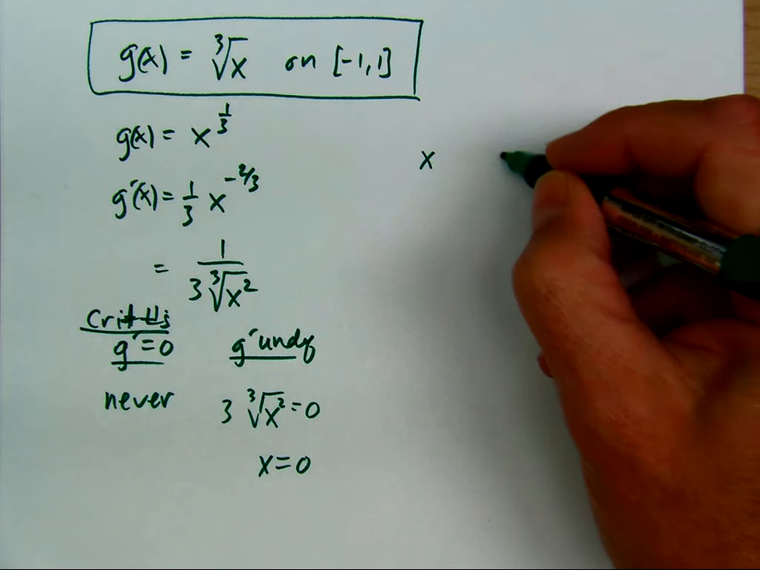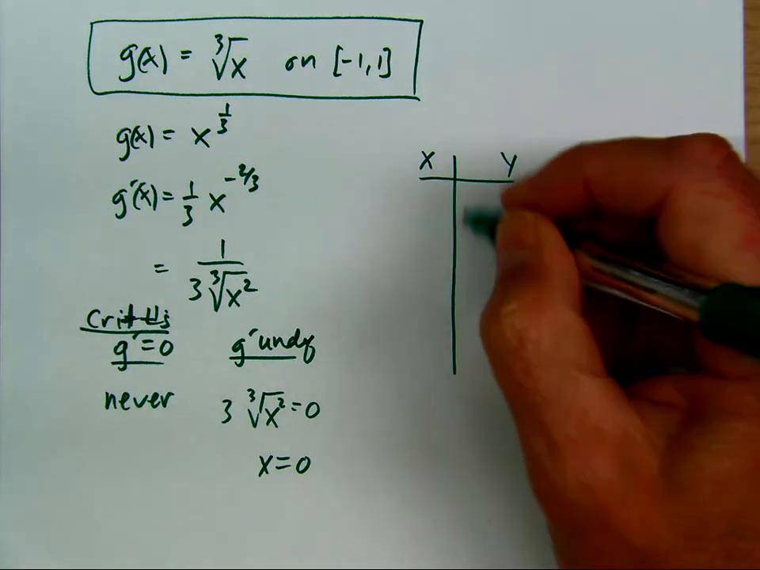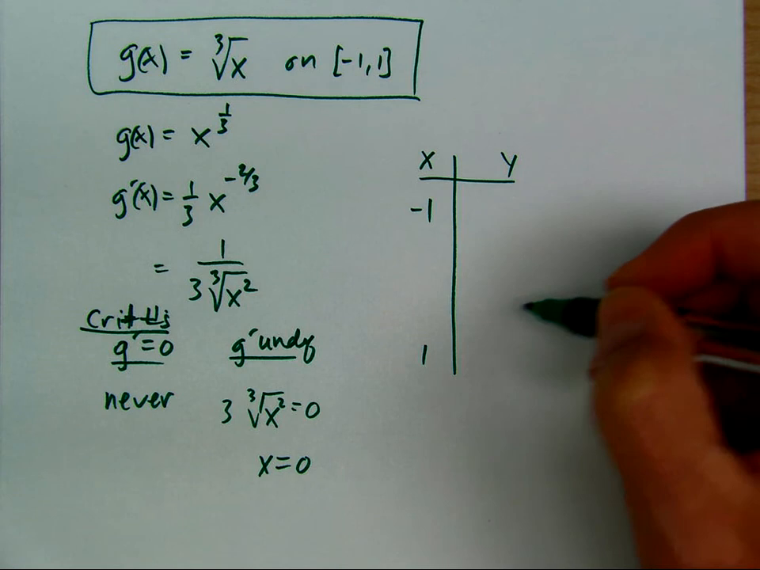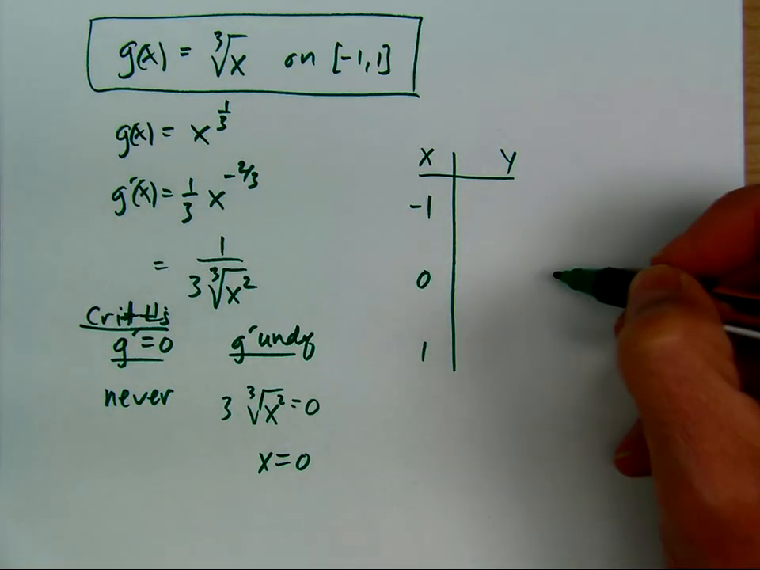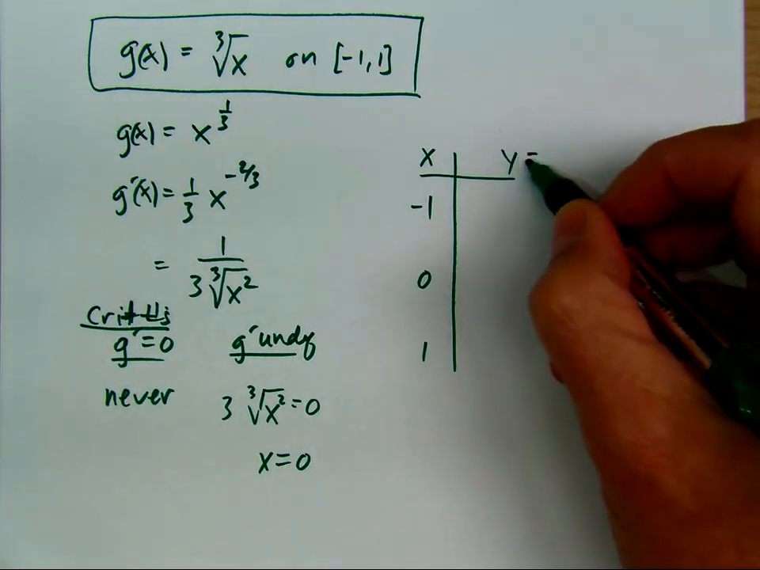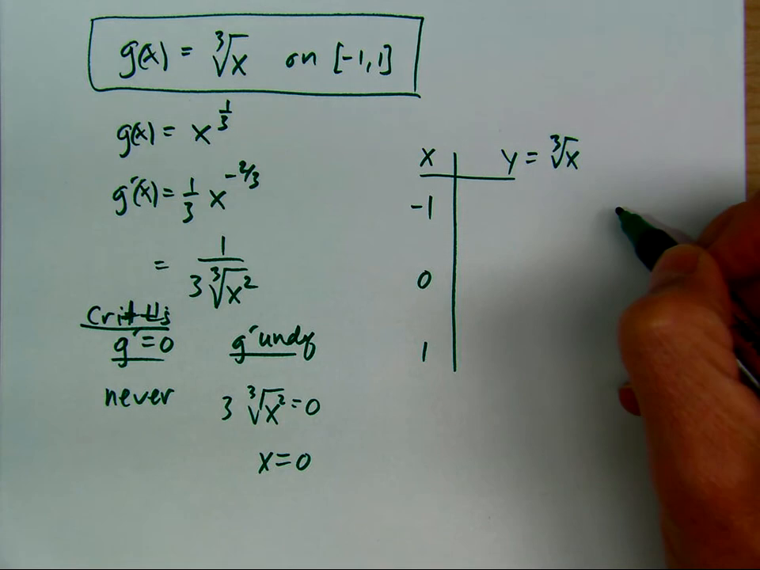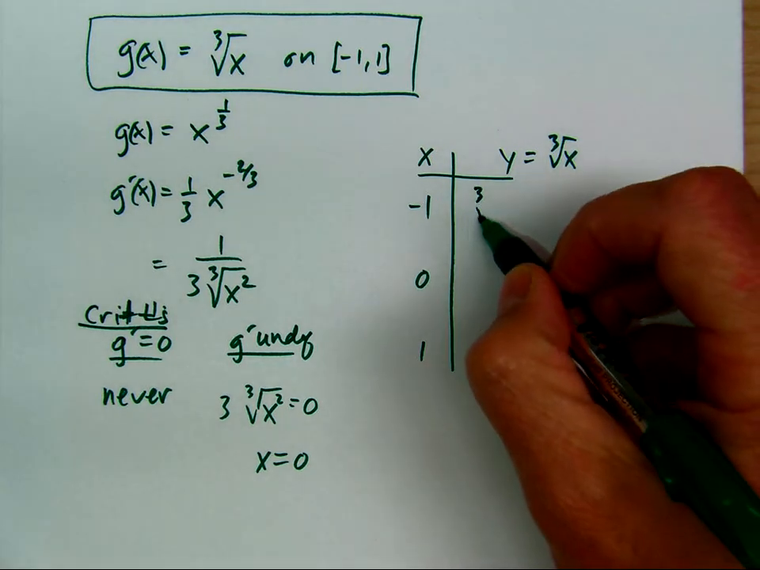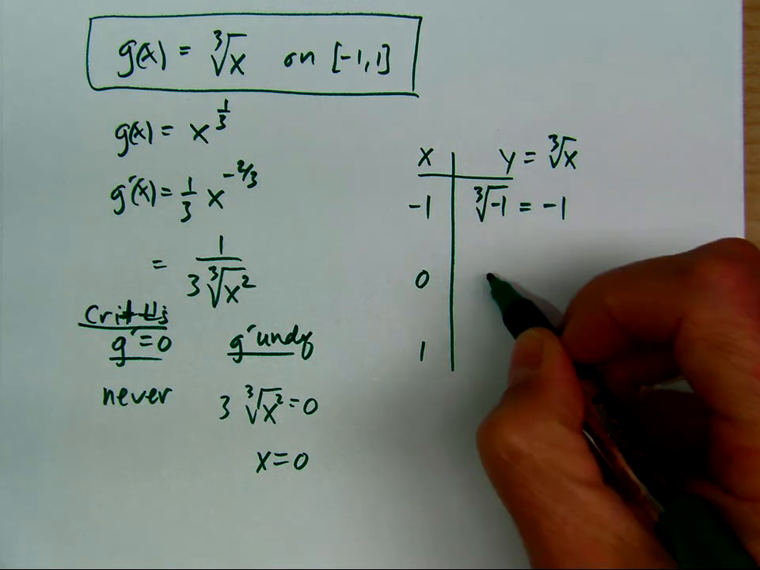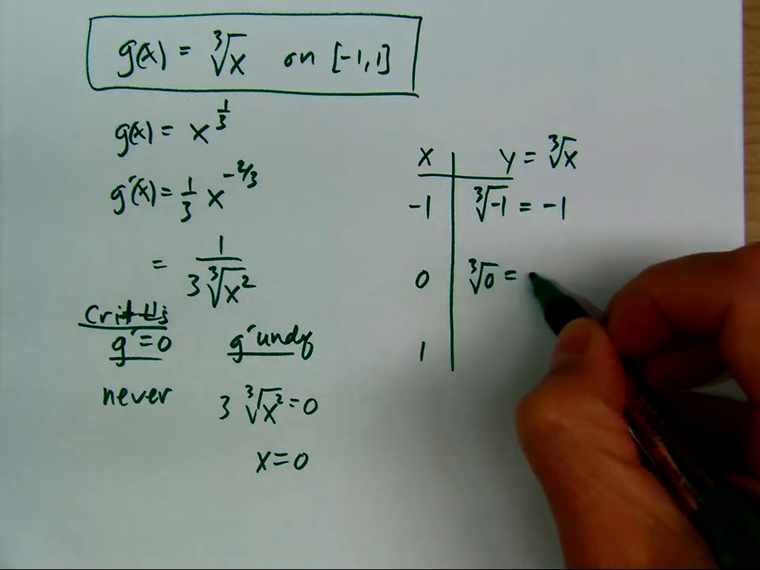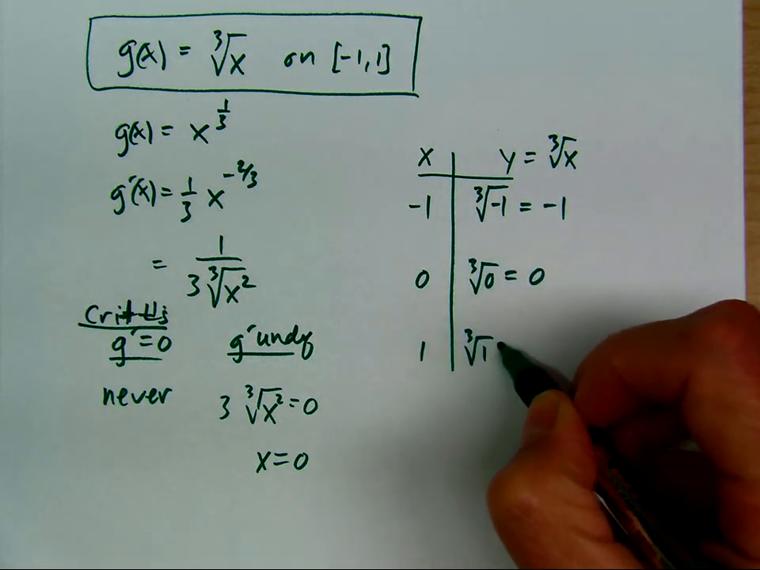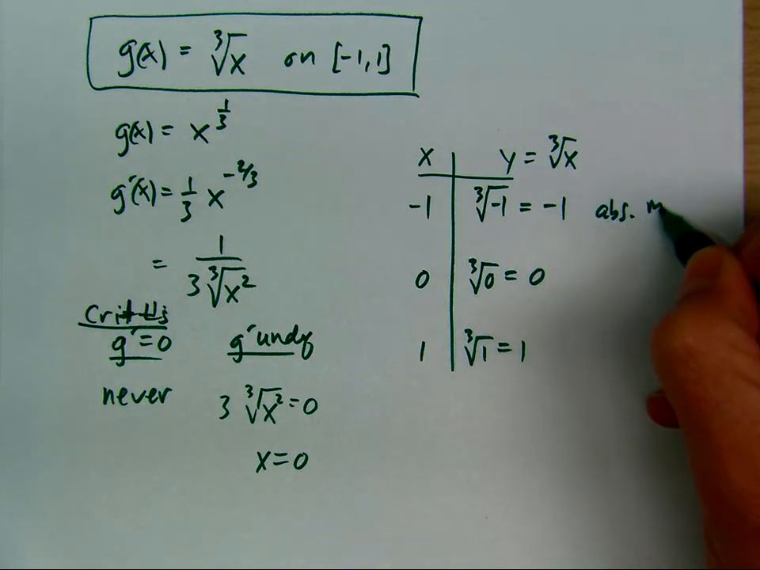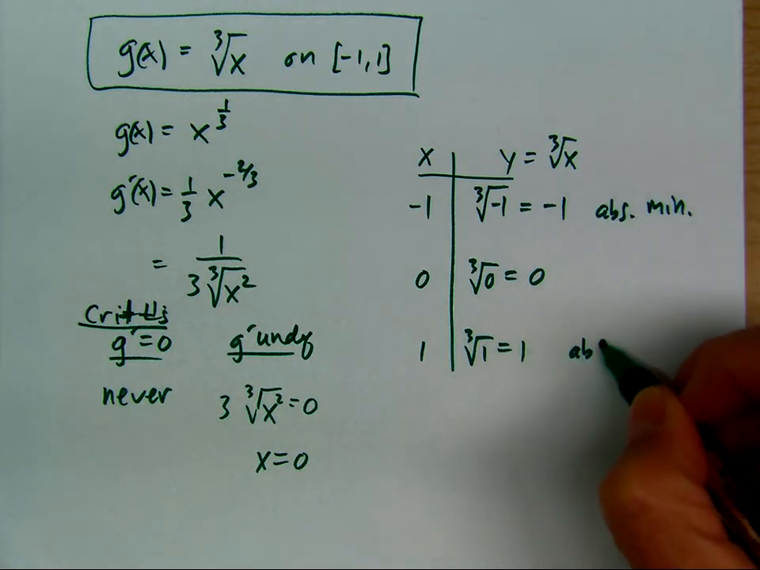Okay, let's check endpoints and critical numbers. So the endpoints go from -1 to 1, and then we have a critical number on the interval. Let's use the original function, and we have the cube root of -1 is -1. The cube root of 0 is 0. Cube root of 1 is 1. And we have the absolute minimum and absolute maximum.